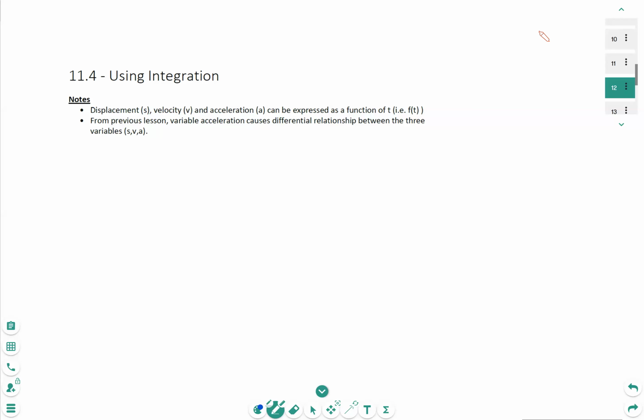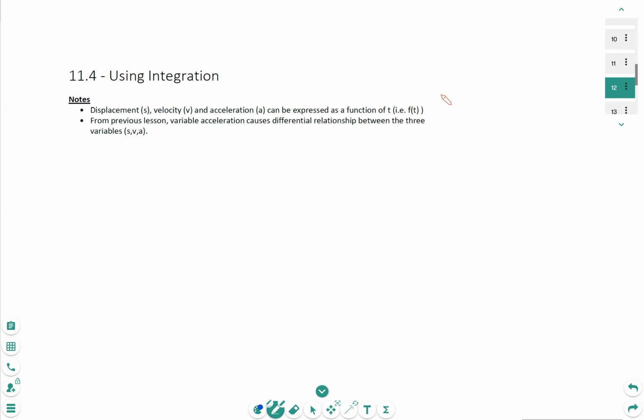Welcome to Mechanics Year 1, Chapter 11.4, where we'll continue to investigate variable acceleration. In the previous lesson, we looked into differentiation. In this one, we look at integration. Differentiation and integration are like evil twins together. Note that displacement, velocity and acceleration can be expressed as a function of t, f of t.